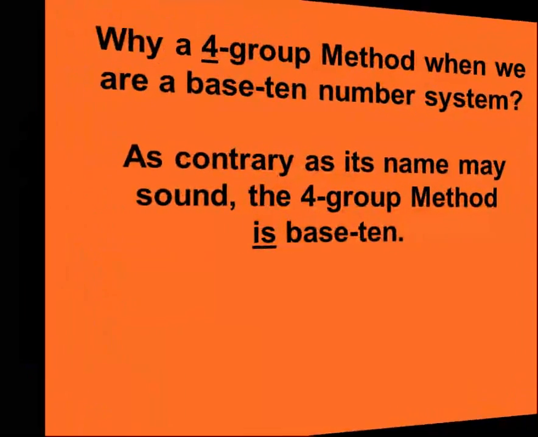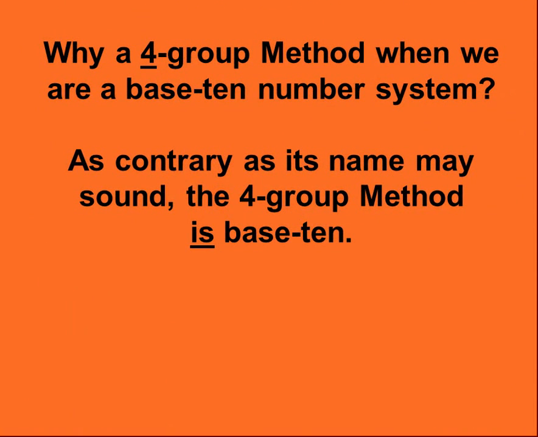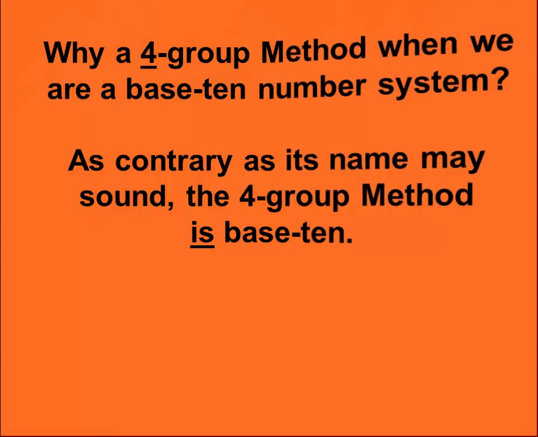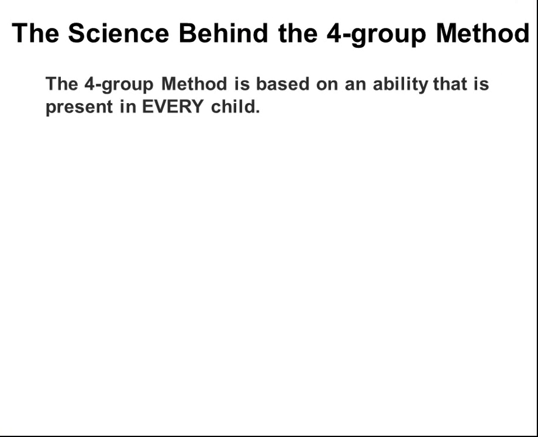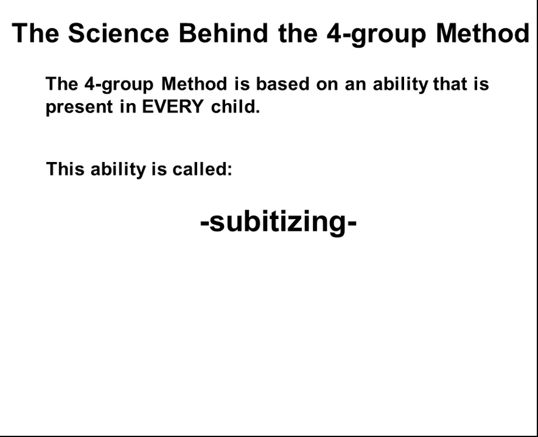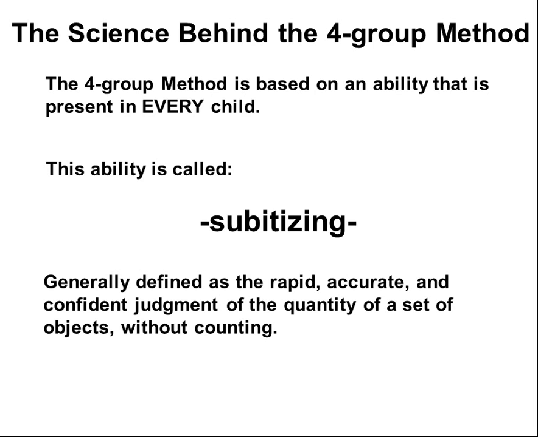Why a 4-group method when we are a base 10 number system? As contrary as its name may sound, the 4-group method is base 10. Let's look at the science that's behind the 4-group method. The 4-group method is based on an ability that is present in every child. This ability is called subitizing. It's generally defined as the rapid, accurate, and confident judgment of the quantity of a set of objects without counting.